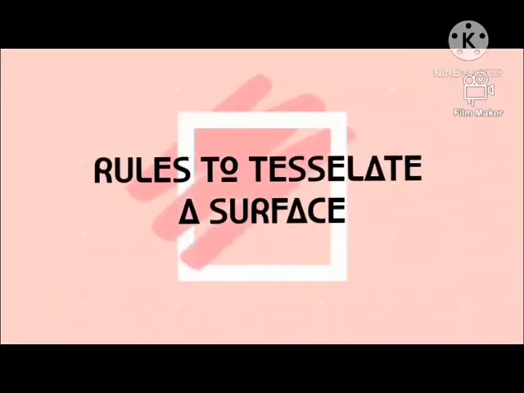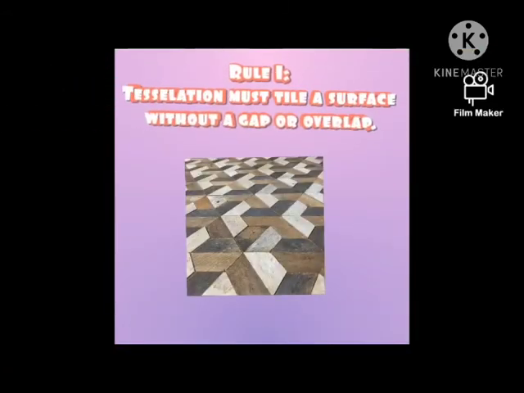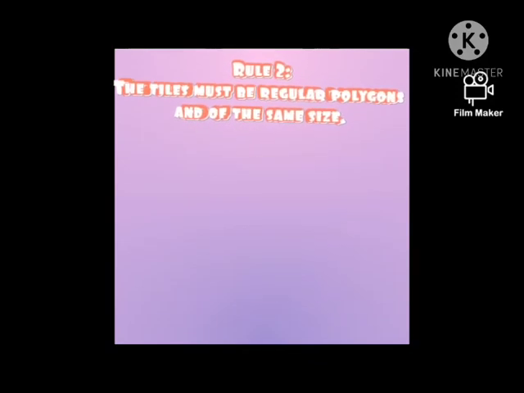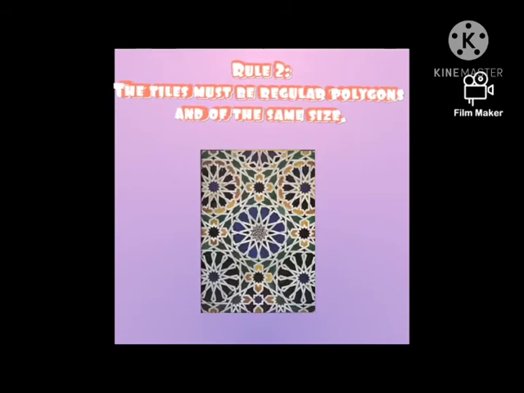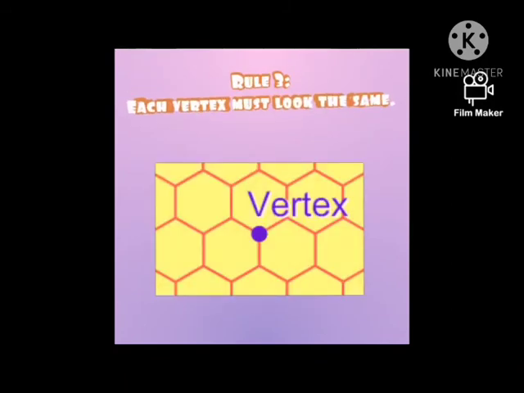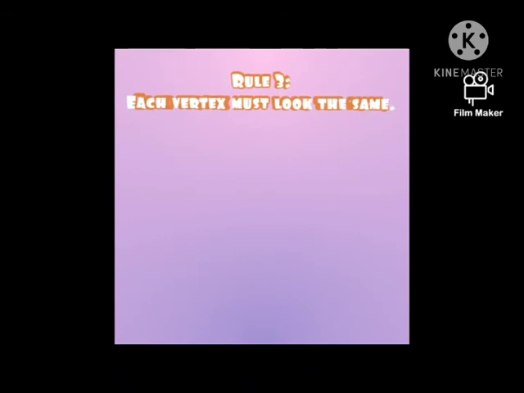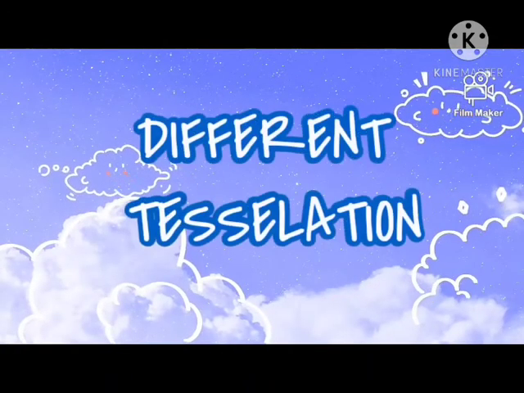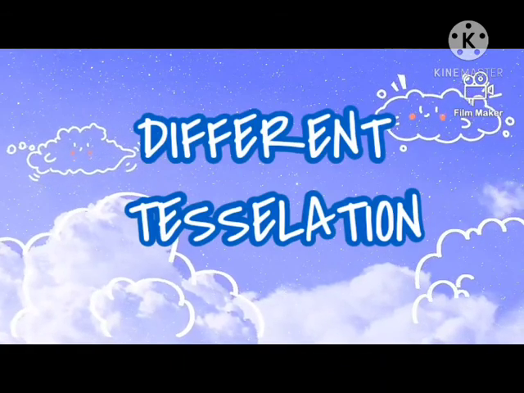Rules to tessellate a surface. Rule number 1. Tessellation must tile a surface without a gap or overlap. Rule number 2. The tiles must be regular polygons and of the same size. Rule number 3. Each vertex must look the same. And now, let's talk about the different tessellation.